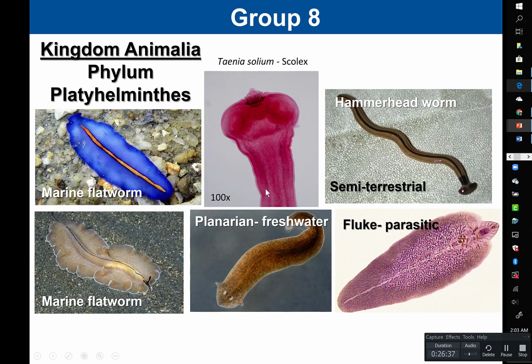We have a planarian. This is a freshwater flatworm. We have a fluke, which can be parasitic. We have a hammerhead worm, which is semi-terrestrial. But what these have in common in Platyhelminthes, they are flat and they are unsegmented worms. In terms of their environment, some are aquatic and some live in soil. So it's not like the cnidarians and the porifera where they are aquatic. These actually have some that live on land.